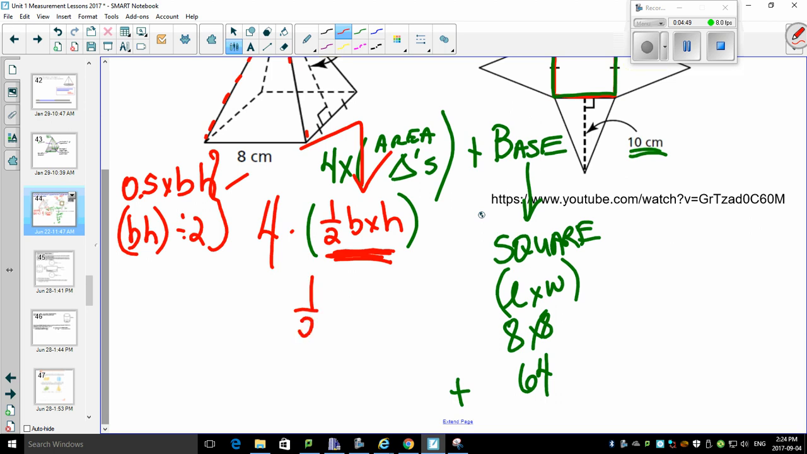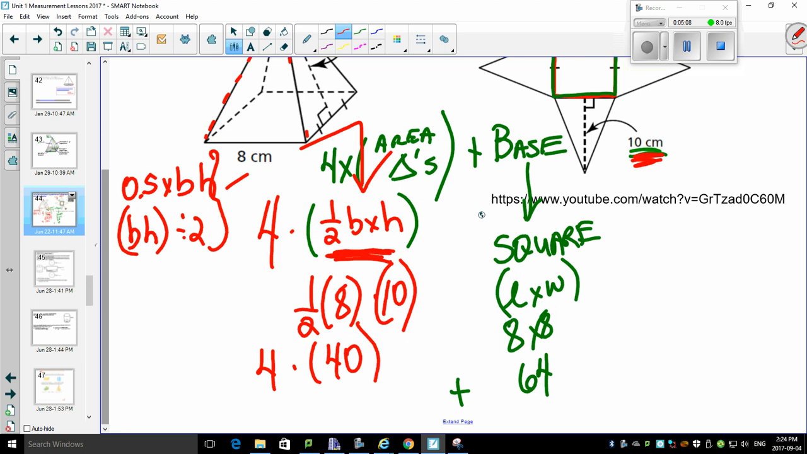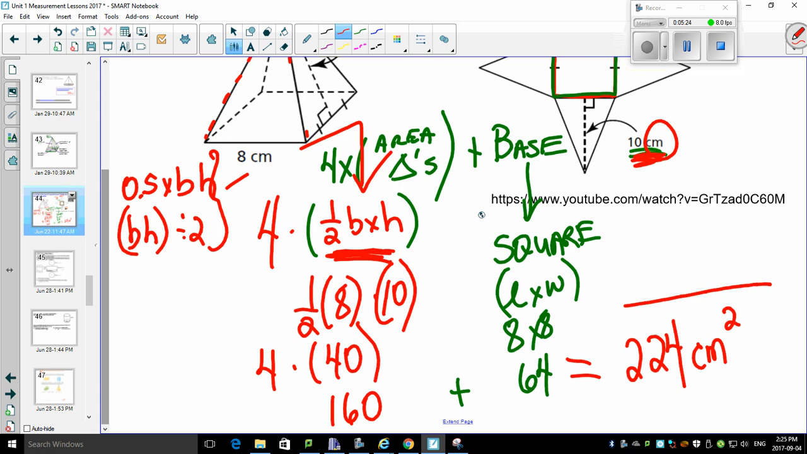So base, in this case, is 8. The height here we found over here to be 10. So 8 times 10 is 80 divided by 2 works out to be 40. So this is 4 times the area of one of those triangles. And since you've got 4 of them, 4 times 40 is 160. Plus the 64 that are there works out to be 224. And again, what are the units? Well, it's centimeters, but being that you're dealing with area, it's centimeters squared. And that's how you do a question just like that.